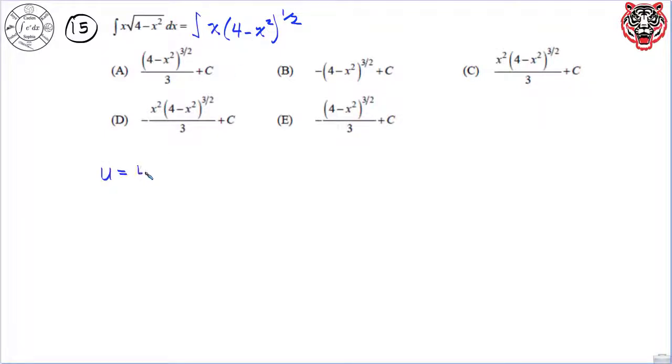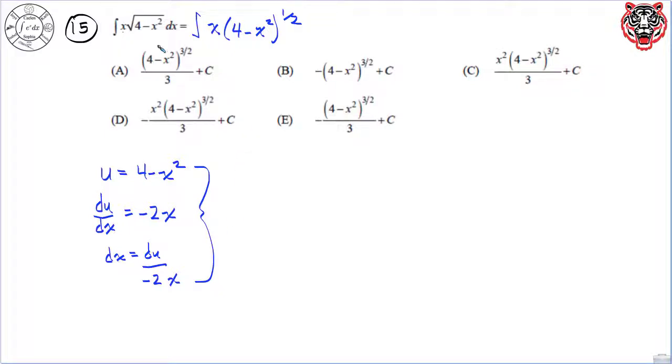So our u is 4 minus x squared. We need to find our derivative of u with respect to x, and that is going to be negative 2x. And I need to now solve for dx. dx is equal to du divided by negative 2x. So now let's go ahead and use all of that to sub into our equation right here. So we have the integral of, I still have that x, and this is going to be a u, and sorry, I forgot my dx there too. u to the 1/2, and now dx isn't there. dx is now du over negative 2x, so this is going to be du over negative 2x.